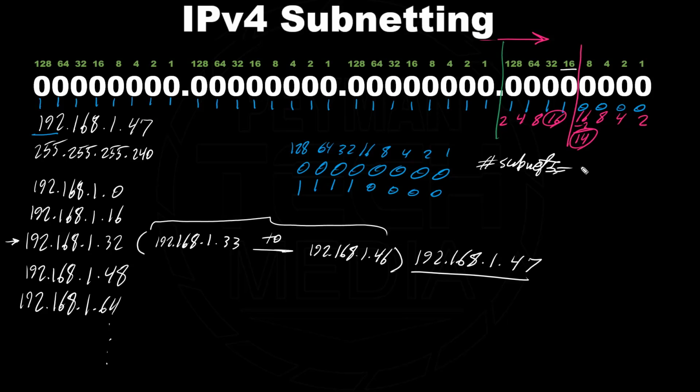It's basically 2 to the power of subnet bits for the number of subnets, and the number of hosts is 2 to the power of host bits minus 2. In this case, for the number of subnets, 2 to the power of what? 1, 2, 3, 4, which gives us 16. And for the number of hosts, how many host bits do we have? 1, 2, 3, 4. So zeros, it's the host bits.